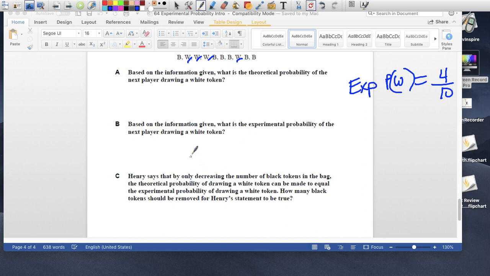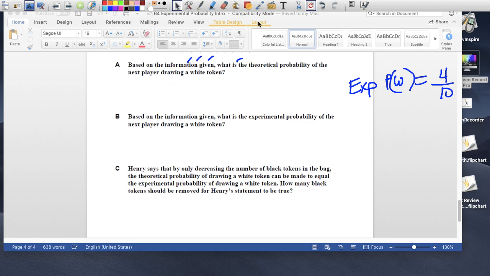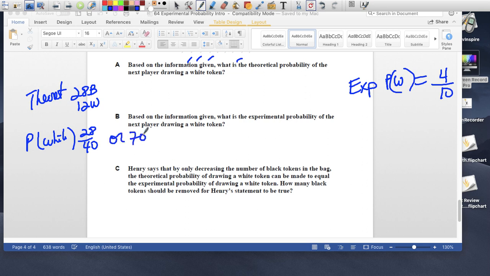Now, what's the theoretical probability of getting a white? Well, how many tokens did we have? We had 28 black and 12 white. So theoretically, the probability of getting a white is 28 out of 40, and 28 out of 40 is 70%, or 0.7.